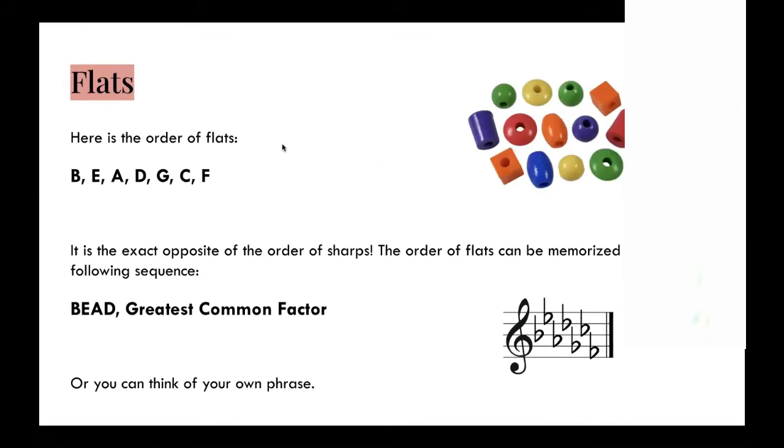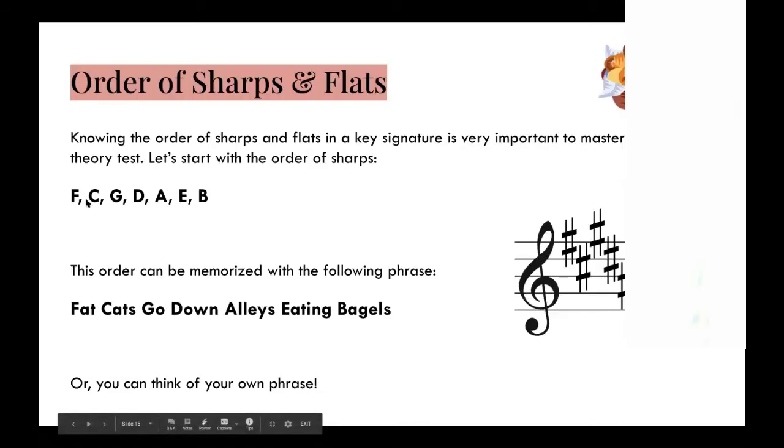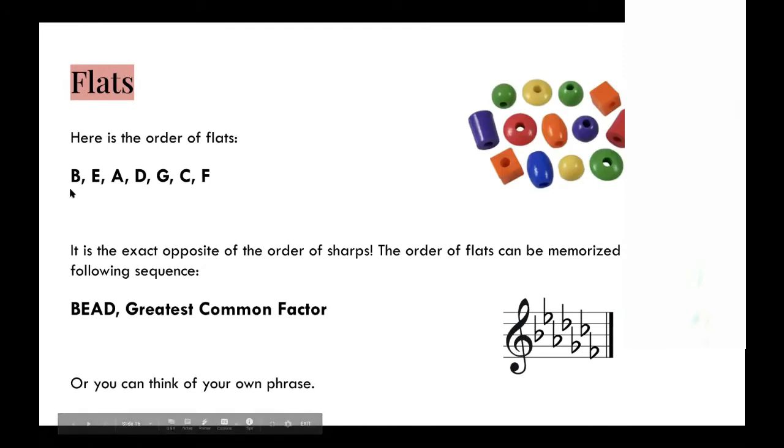Okay, this is the order of flats. It goes B, E, A, D, G, C, F. So it's actually the exact opposite order of sharps, which is pretty interesting. As you can see, this one was F, C, G, and then now that's at the end. And then the order of flats can be memorized with this following sequence. It's just the word bead and then greatest common factor. So it's bead and then GCF. And again, you can always think of your own phrase if that helps you memorize it.